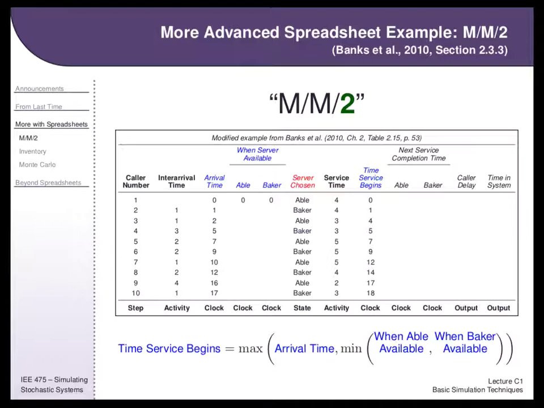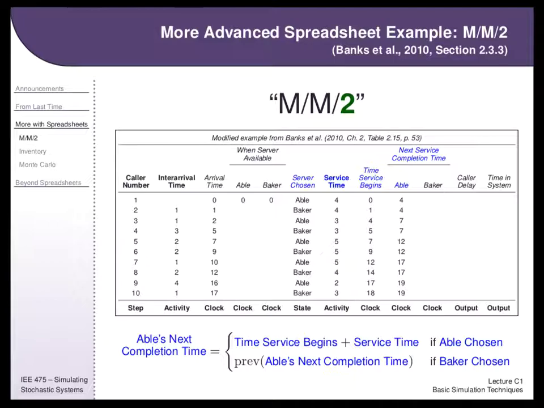And so again, this ends up populating out. But if you're just writing this column by column, you have to say, well, when does each server complete? Well, if we say Able's completion time is going to be, if Able is the chosen one for this customer, so for customer three, then we just take the time that service begins, and we add the service time for customer three, and that's what gives us when Able is going to be complete.